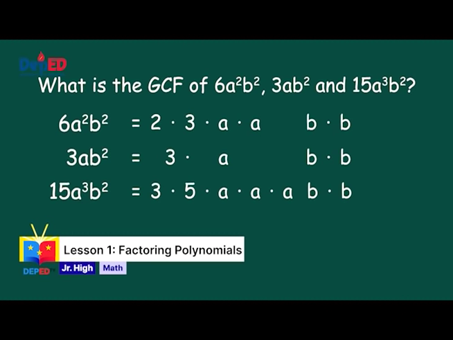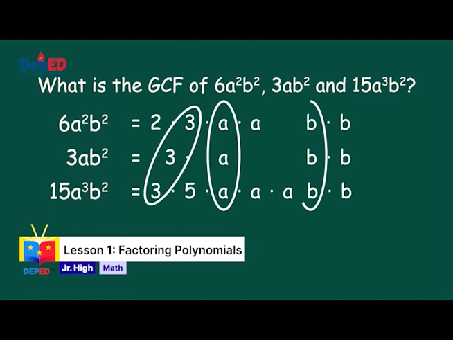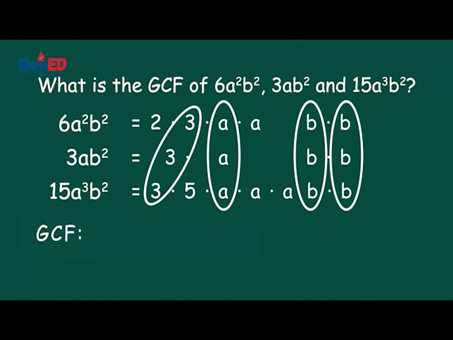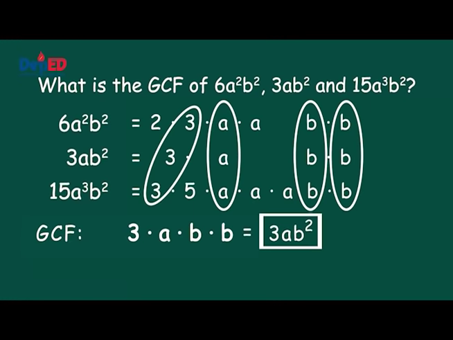This monomial can be written as 3 times 5 multiplied with a times a times a multiplied with b times b because of the indicated exponents. Now, identify the common factors. We will have these numbers and variables. And lastly, we write the product of these factors. What would be our final answer? The greatest common factor of the expressions 6a squared b squared, 3ab squared, and 15a cubed b squared is the product 3 times a times b times b, which is 3ab squared.